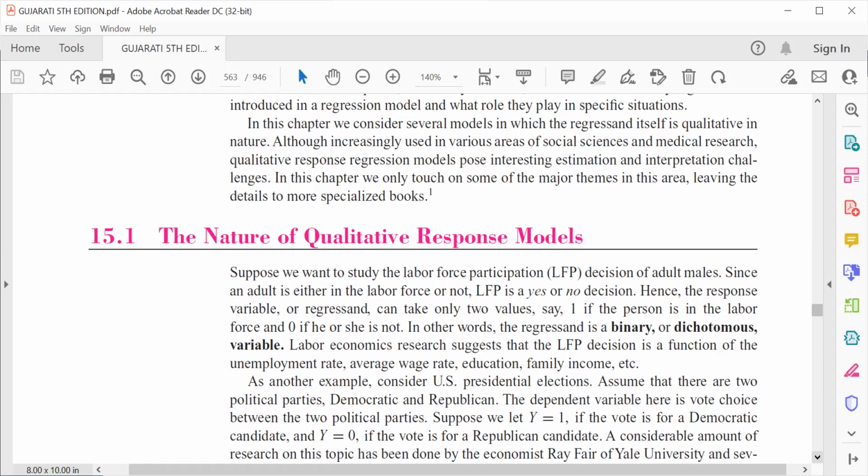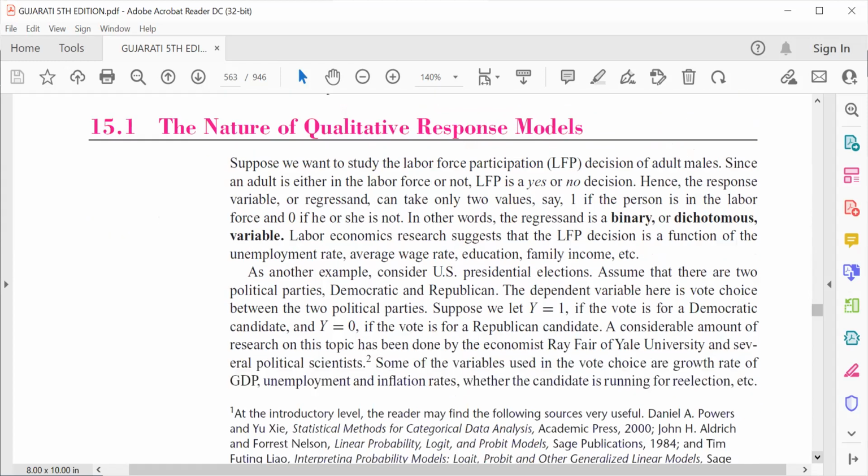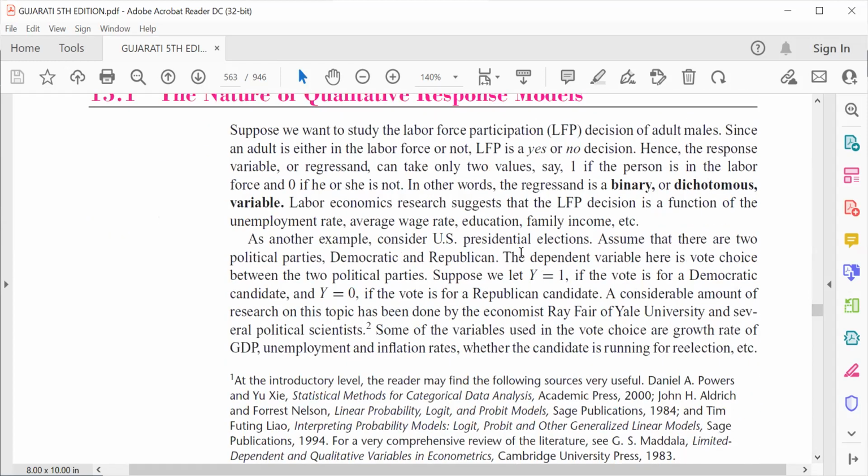Labor economics research suggests that the LFP decision is a function of the unemployment rate, average wage rate, education, family income, and other variables. This is a nonlinear model.